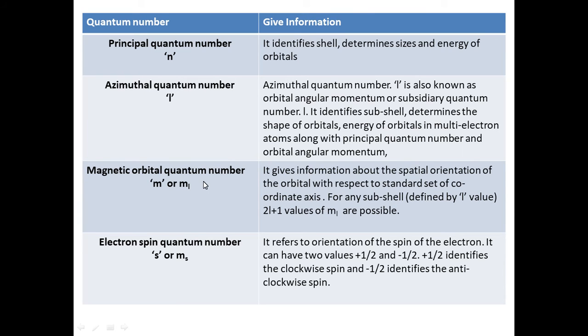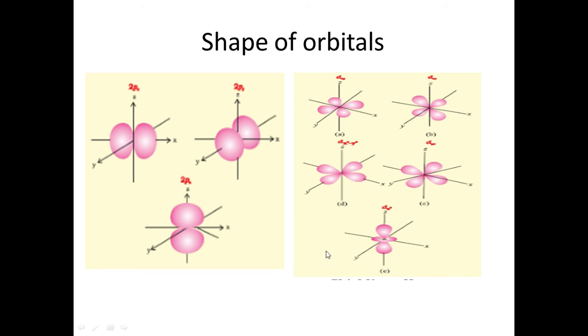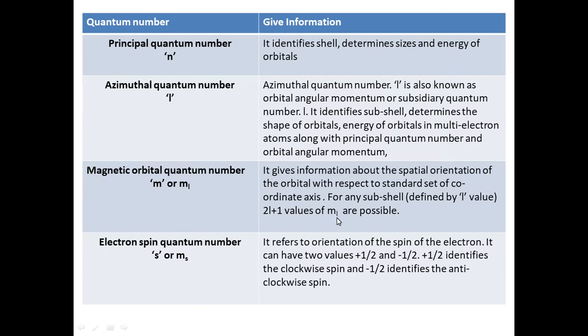Come to the next, the magnetic orbital quantum number, or magnetic quantum number, represented by ml or small m. It gives the information about spatial orientation, that means the three-dimensional orientation of orbitals. It tells us about the different trajectories in three dimensions, how the electron circulates around the nucleus, follows the path, and forms orbitals. We already have the shapes of orbitals, and these shapes can be identified with the help of m.